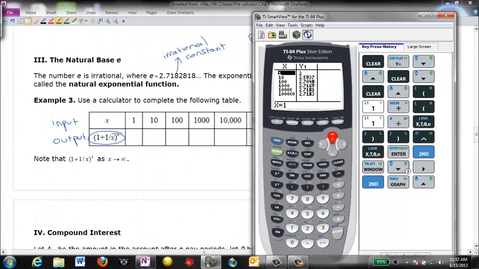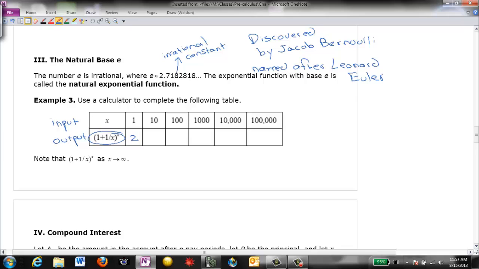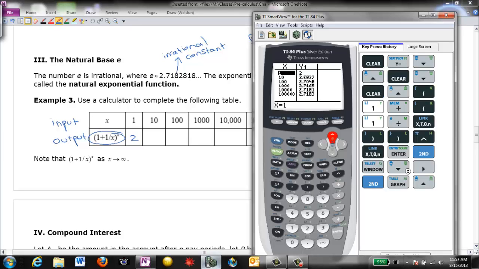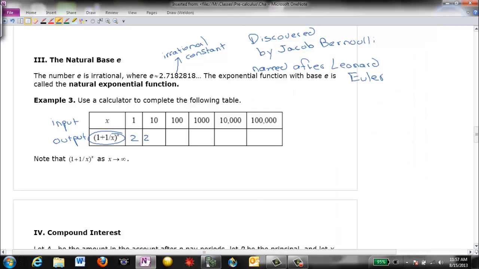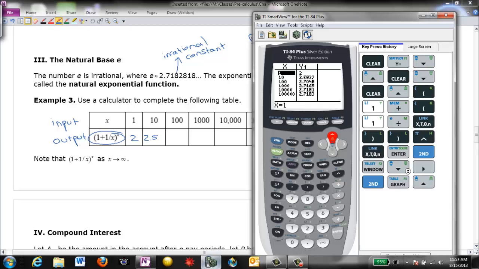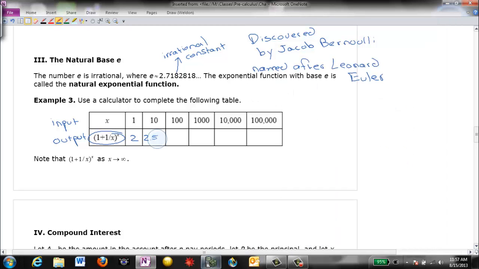Okay, so I'm going to come over here. When we put in a 1, you can see on the table over there on the calculator, we get a 2. So I'm going to go ahead and put in a 2. And then when I put in 10, I get 2.5937. And then when we put in 100, I get 2.7048. And you can kind of start to see what's happening here as I'm filling this in.